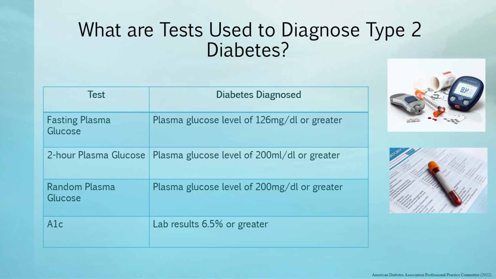And then lastly, there is the A1C, and unlike other tests used to diagnose diabetes, this test cannot be performed at home. It has to be performed in a laboratory, and it is actually the most common test used to diagnose and treat diabetes. So on the right, you'll see the plasma glucose readings and the lab readings for the A1C.